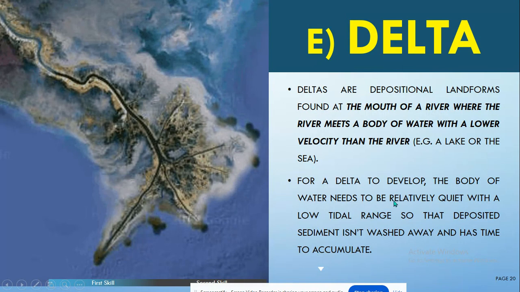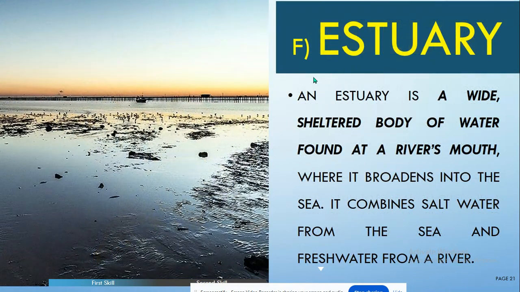Now, at this point we have different types of delta. An example of a delta, we have the delta at River Nile. We have a delta at Amazon River, Mississippi River, different deltas, but they have different forms, like arcuate delta. There is also bird's foot delta and others. We have an estuary.